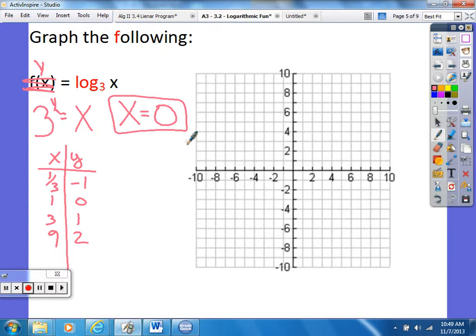So log functions have the asymptote line going vertically instead. Exponential have them going horizontally. Does that make sense? So we're going to plug in our lovely asymptote line, and we're going to plot our points. 1/3 on the x, down to -1. We'll go to 1 on the x, and we're at 0. Over to 3 on the x, we're up to 1. Over to 9, we're up to 2. And there it is.